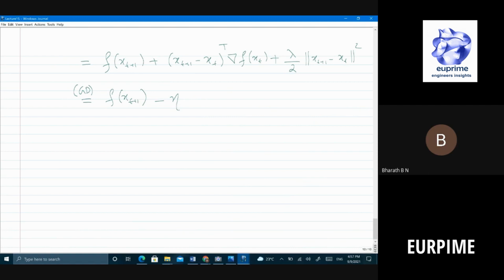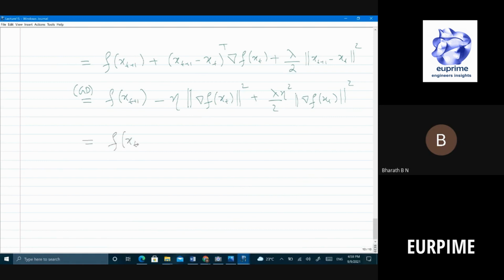Gradient of f of xt transpose times gradient of f of xt is norm of this squared, right? Plus lambda by 2. What will happen to xt plus 1 minus xt? It's minus eta times the gradient. So eta will come out. So we'll have eta squared. Again, this will be, right? So now everything will follow through, right?